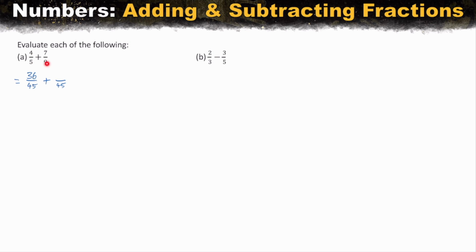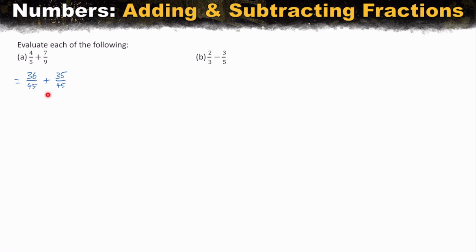We do the same with this one, except this one I'm not going to multiply by 9 because 9 times 9 is 81. To get from 9 to 45, I've got to multiply by 5, which means I need to multiply the 7 by 5. And 5 7s are 35. Okay, so now what we've got is equivalent denominators. Now, if we start with equivalent denominators, we don't need to do this step, but if you don't, then you need to do this step.